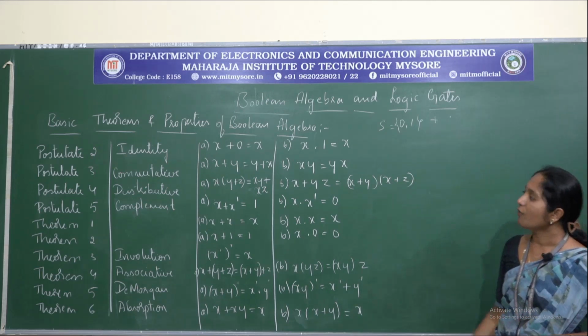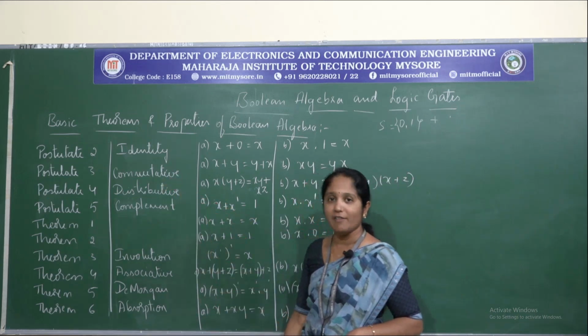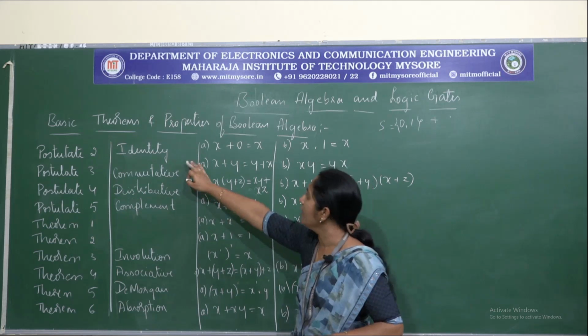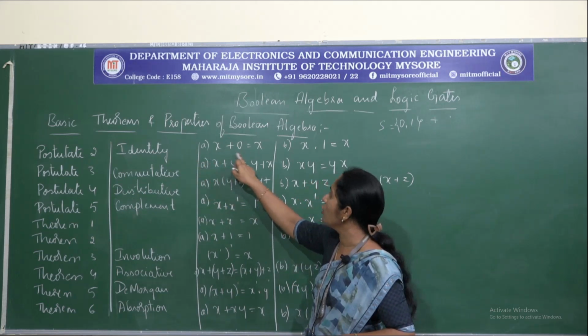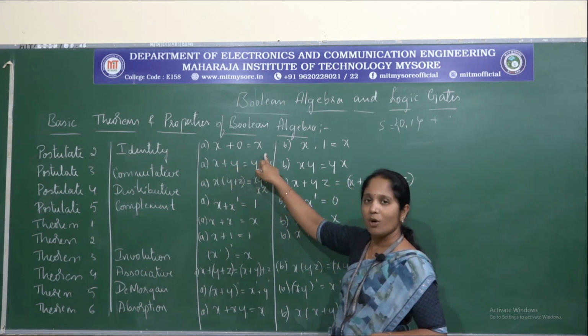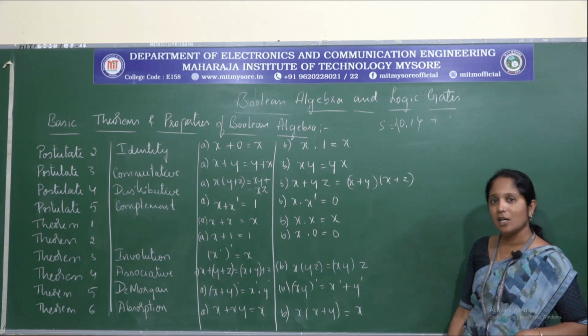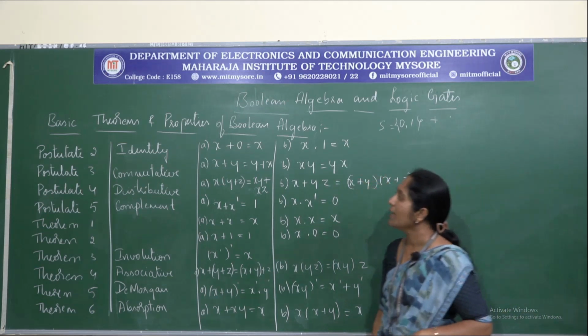Therefore, by default the set is closed with respect to the binary operators plus and dot, so the first postulate is not mentioned here. The second postulate in Boolean algebra is identity. The additive identity is 0, so x plus 0 is equal to x. The multiplicative identity is 1. So this is postulate 2 in Boolean algebra.